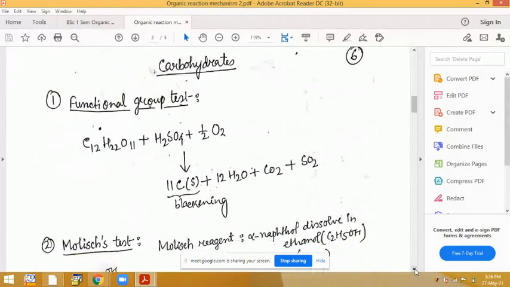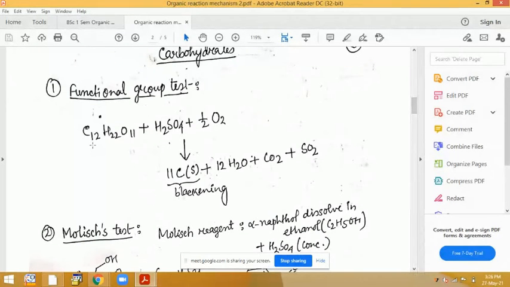This is the simplest of sugars, sucrose C12H22O11, and they oxidize in the air in presence of H2SO4 and form carbon plus oxygen, carbon dioxide plus sulfur dioxide, water, and this carbon. So due to this residue carbon, the solution mixture or the residue becomes black in color. So this shows your compound may be carbohydrate in nature.